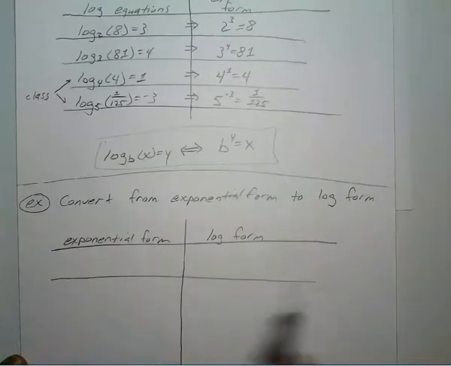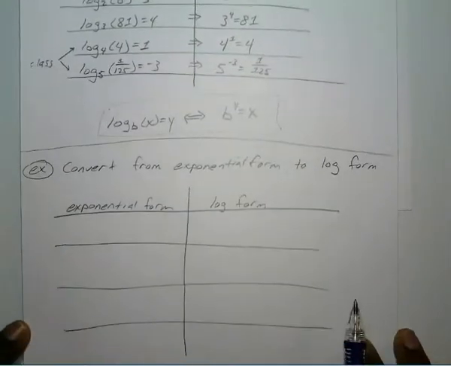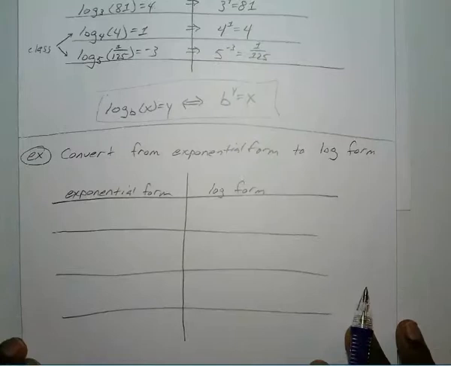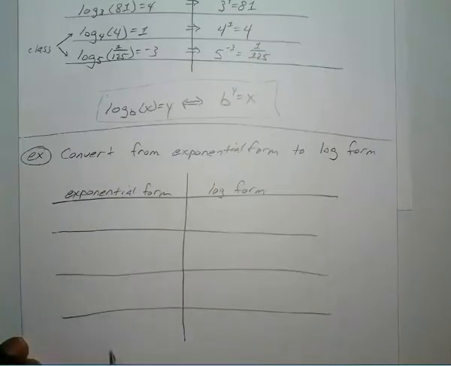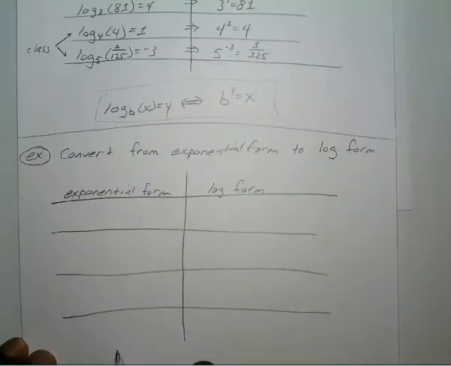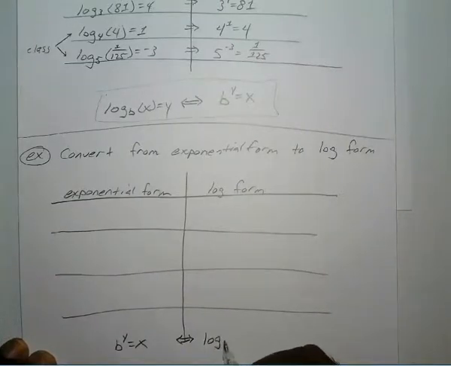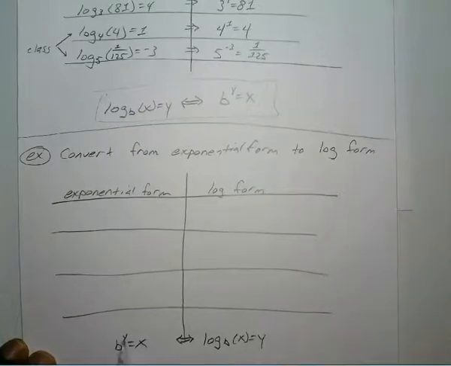Okay, so if we have 1, and we'll put 1 here and put 1 there. Okay, so remember, our exponential form is b to the power of y equals x, and our logarithmic form, which is equivalent, is log base b of x equals y.